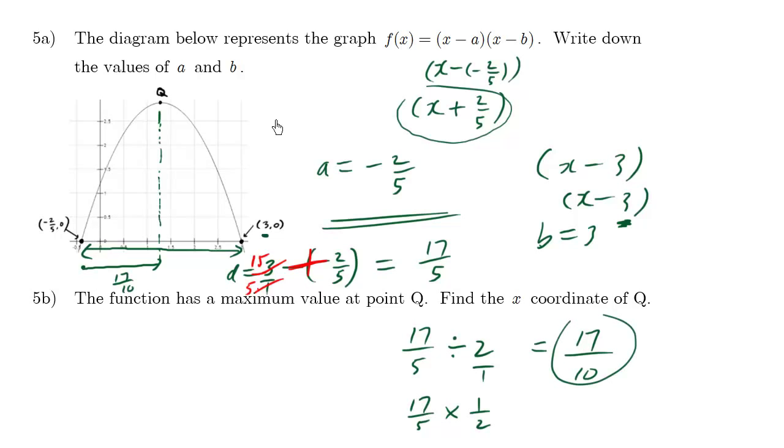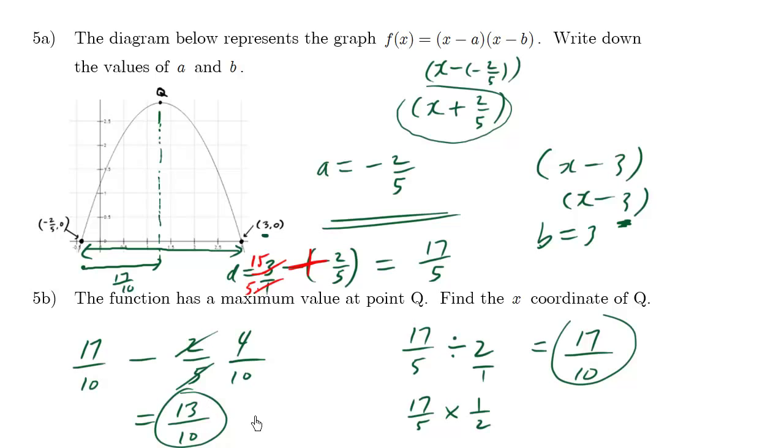So what we do finally to find the actual x-coordinate of Q is to take this 17/10 length, which is halfway across, and add it to this original position of the x, which is negative 2/5. So the actual x-coordinate of Q is going to be 17/10 plus negative 2/5. And a plus and a minus becomes minus. We're going to just rewrite it as 10 and 4. 17 minus 4 is 13. And so our actual x-coordinate of Q is going to be 13/10. And we're not quite sure what the y value is.